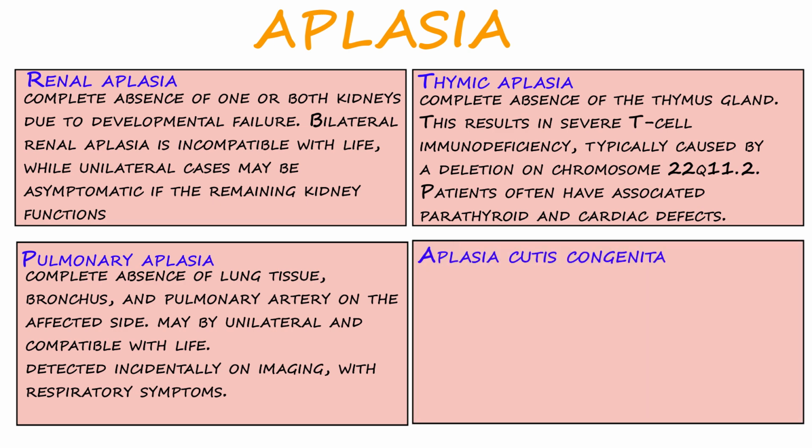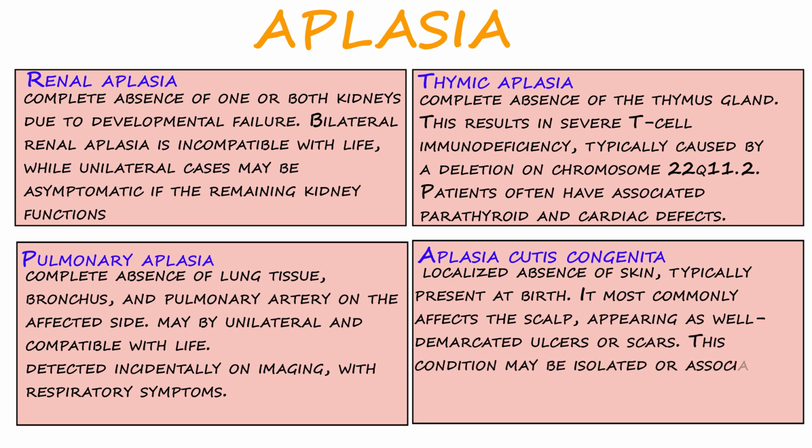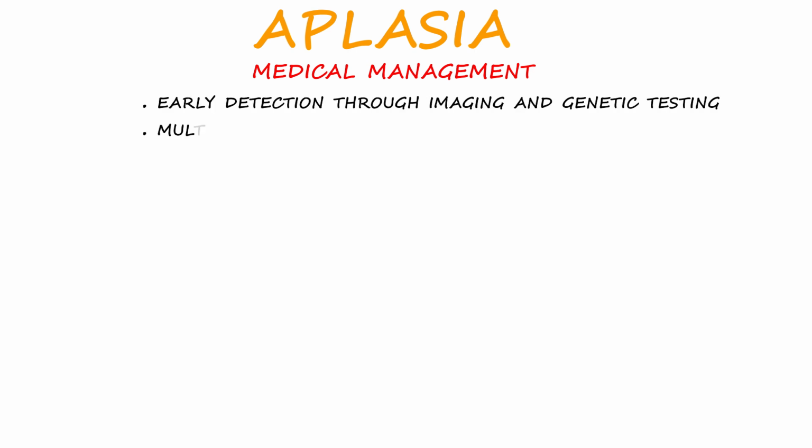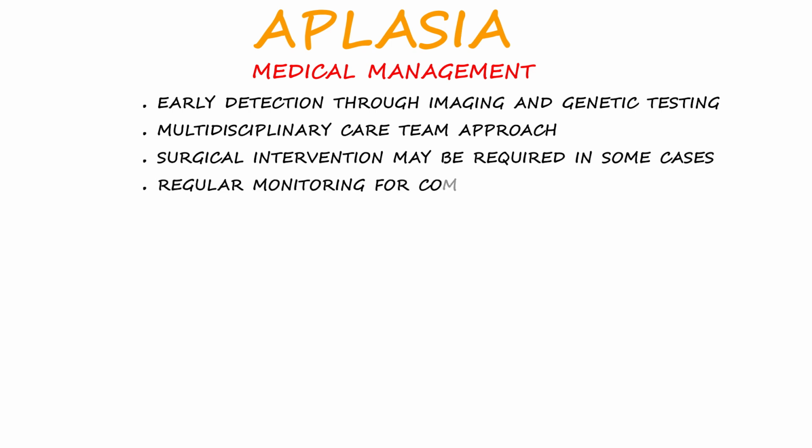Aplasia cutis congenita is characterized by localized absence of skin, typically present at birth. It most commonly affects the scalp, appearing as well-demarcated ulcers or scars. This condition may be isolated or associated with various genetic syndromes and other malformations. Management of aplasia typically requires a multidisciplinary approach. This includes early detection through imaging and genetic testing, coordinated care teams, possible surgical interventions, and regular monitoring for complications.